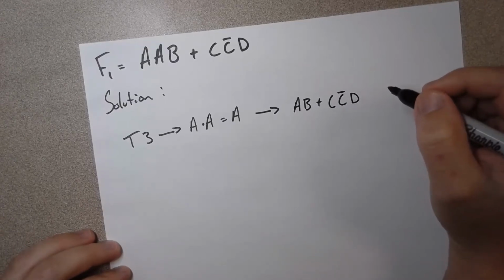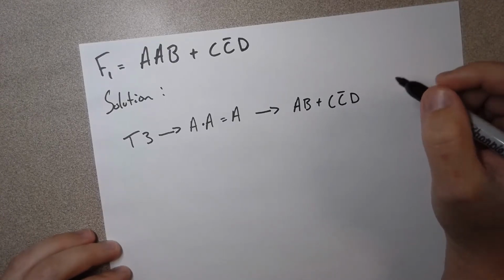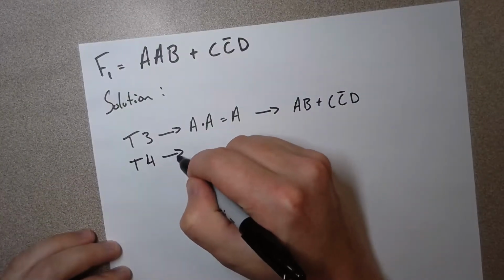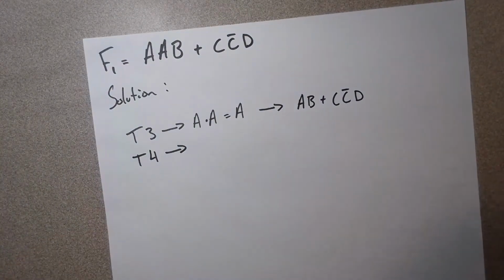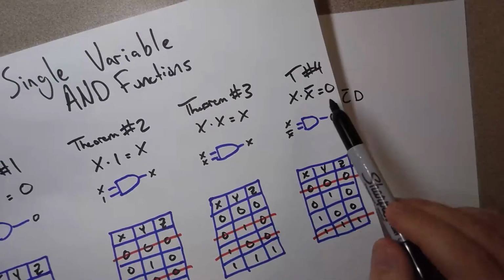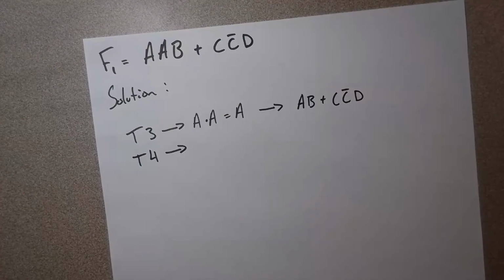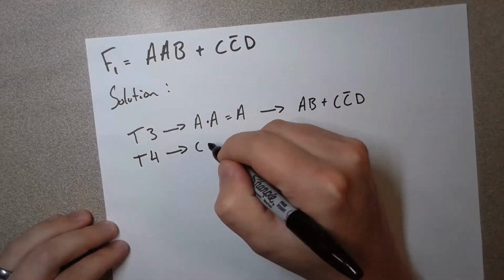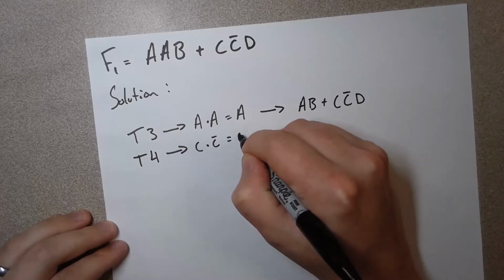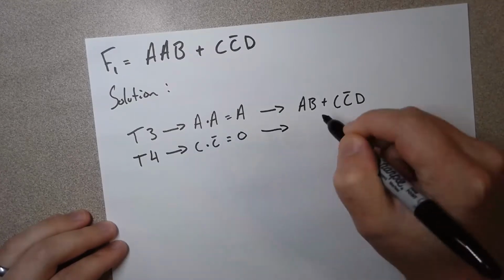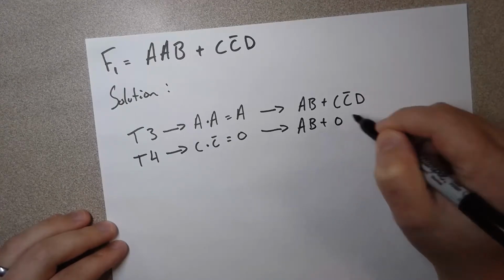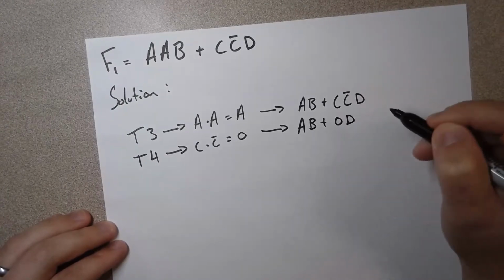Then we can use theorem number 4 here, which, if we're looking at theorem number 4, we have x and not x is equal to 0. So C and not C is going to be equal to 0 over here, which gives us A and B, or 0 and D.